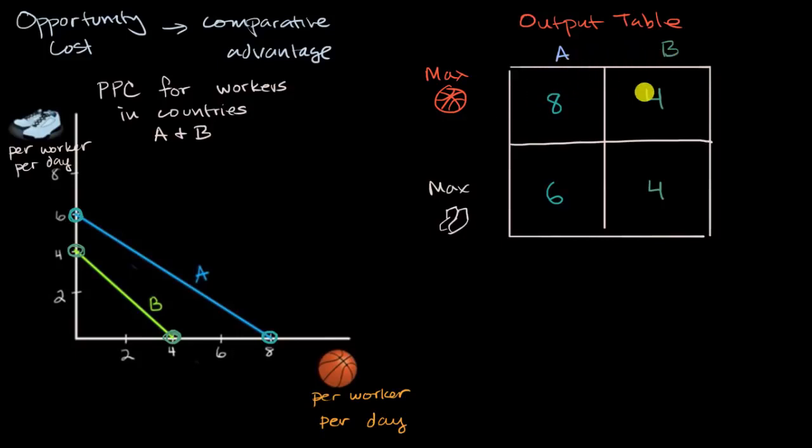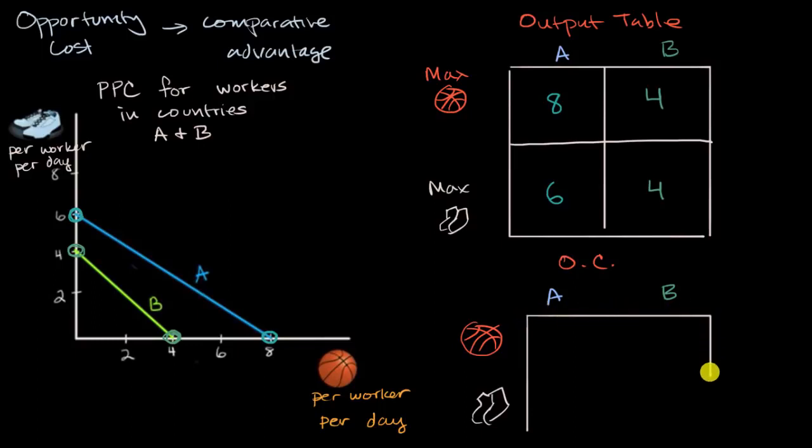Now with the information in both the output table and these production possibility curves, let's calculate the opportunity cost. Let me set up another table, and let me just say this is going to be our opportunity cost table, OC, not Orange County, opportunity costs. Once again, it's going to be for country A and country B. We're going to think about the opportunity costs of producing basketballs, and that's going to be in terms of pairs of shoes. And then the opportunity costs for producing pairs of shoes, and that's going to be in terms of basketballs.